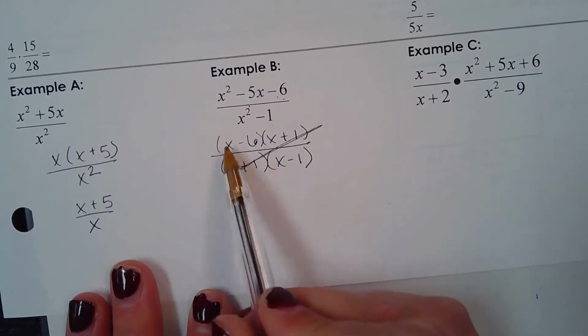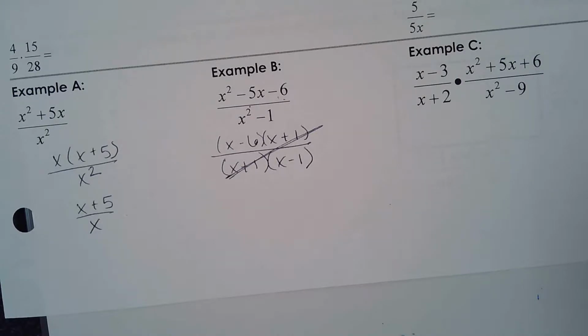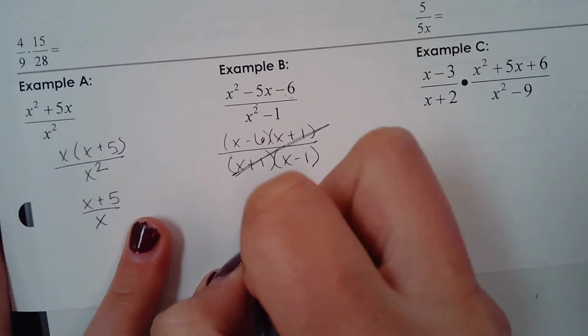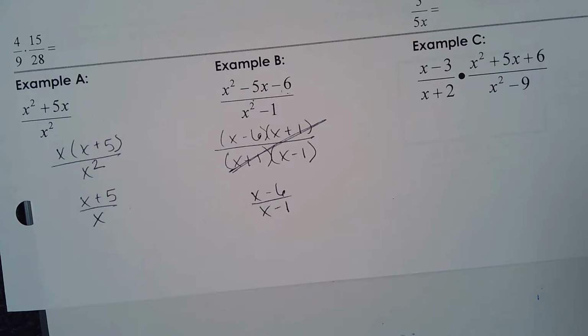Can we cancel the x's? Why not? They're attached. They're bound by addition or subtraction. But we know that they won't cancel. So you're just left with x minus 6 over x minus 1. Is that okay? We good? Wonderful.